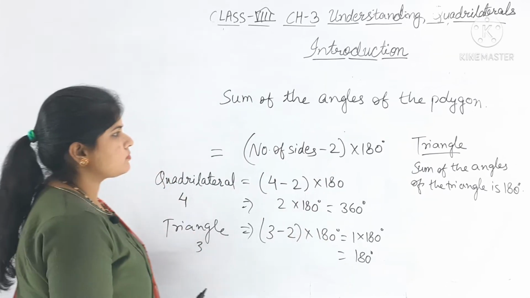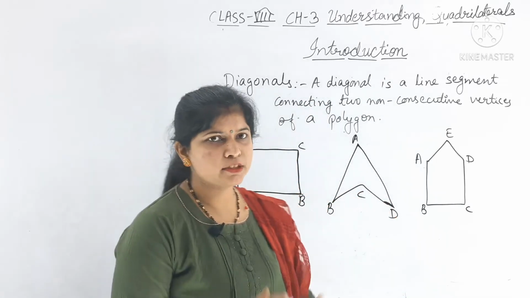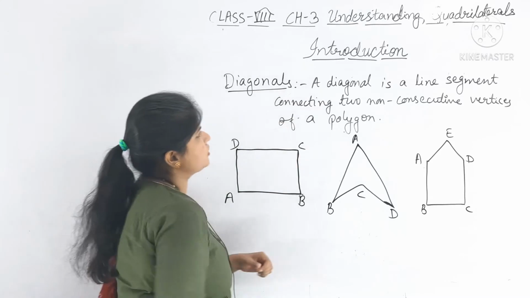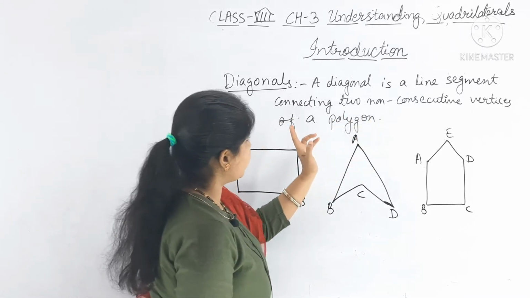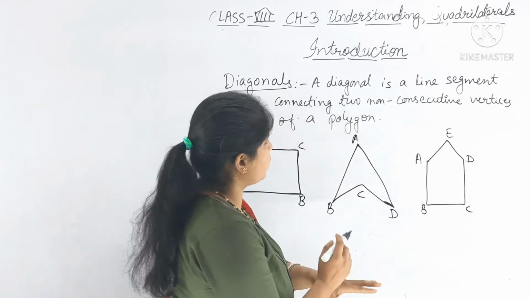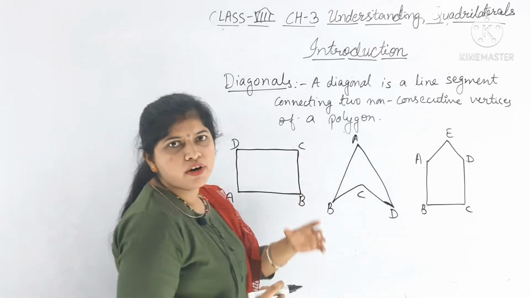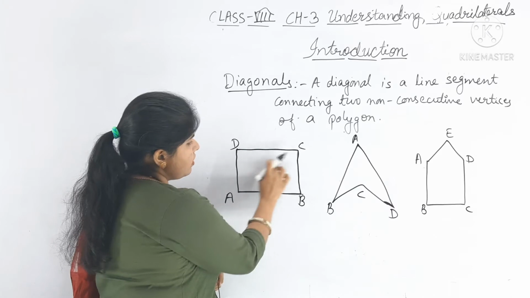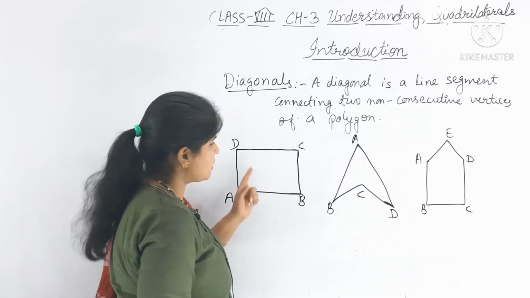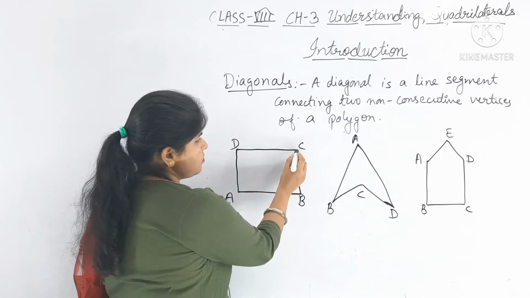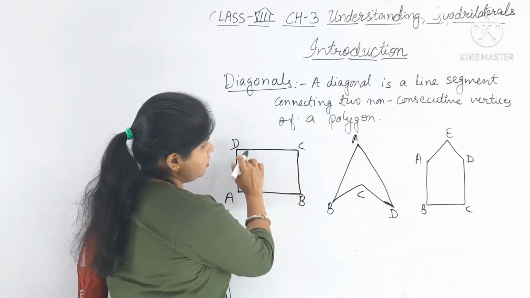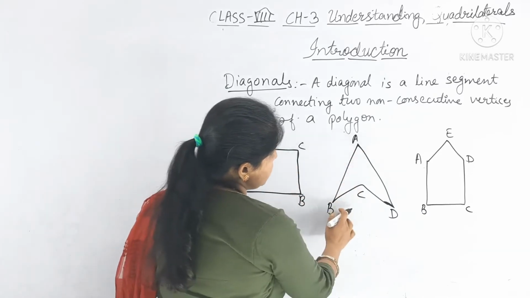Okay students, now the next point is the diagonal. What is diagonal? A diagonal is a line segment connecting two non-consecutive vertices of a polygon. Vertices, okay, what are the vertices? This is the quadrilateral, that is 4 sides. So vertices are this one, this. Okay, A, B, C, D. Here also these are vertices.